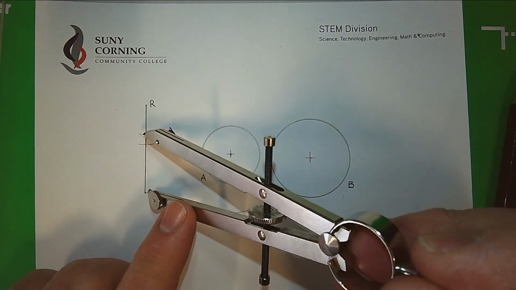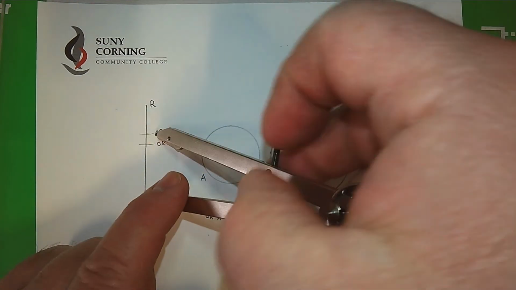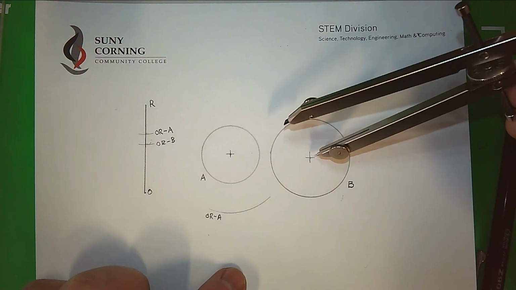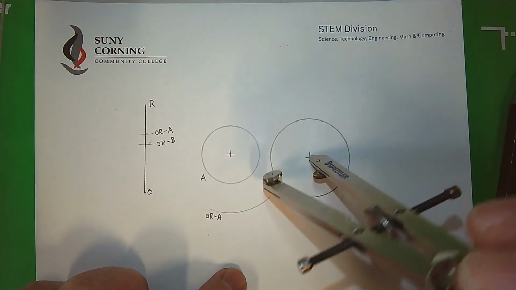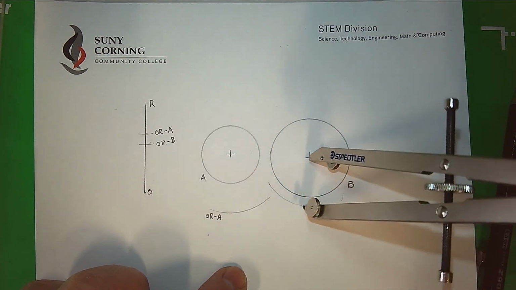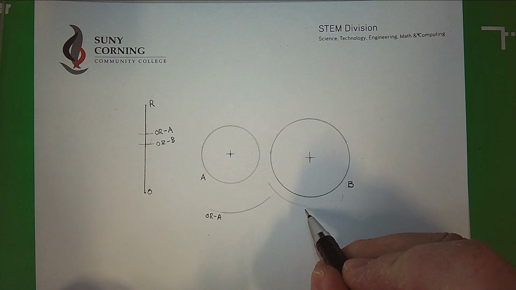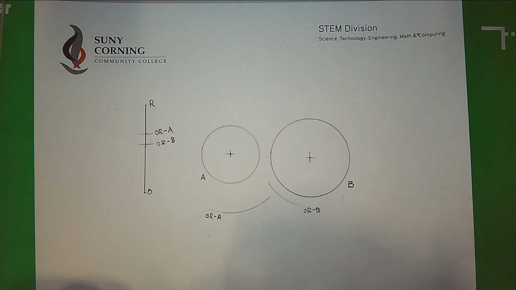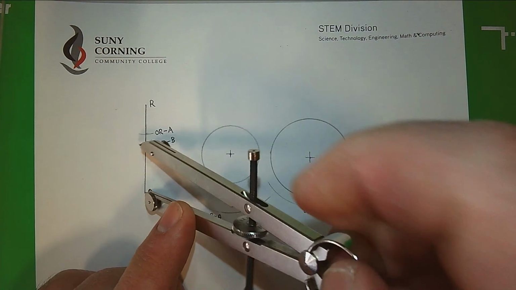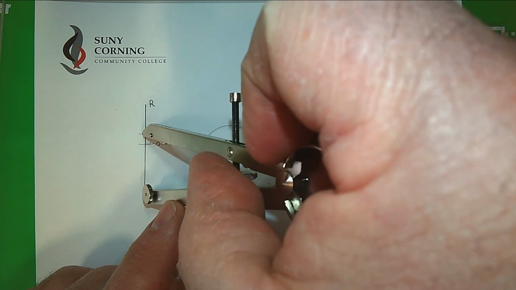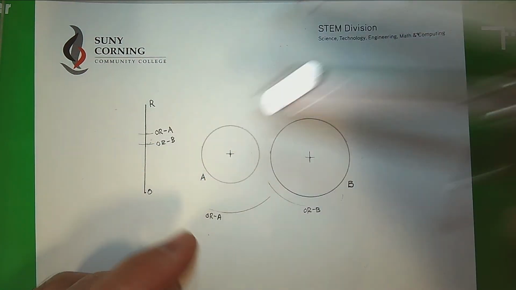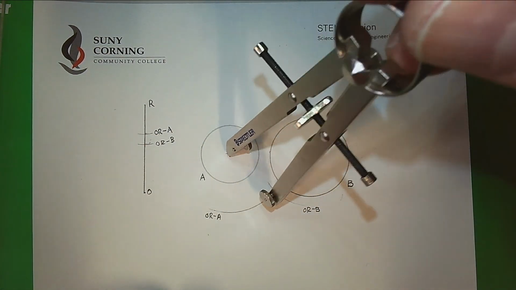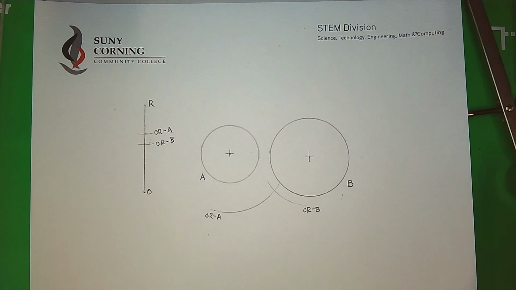And then we'll do the same thing, set it to length OR minus B, and we'll set the compass point at the center of circle B, and we'll do that. Now that's OR minus B. Now as you can see, I didn't do my radius OR minus A quite long enough, so I have to reset that at that size and redraw, extend that radius until it intersects OR minus B.